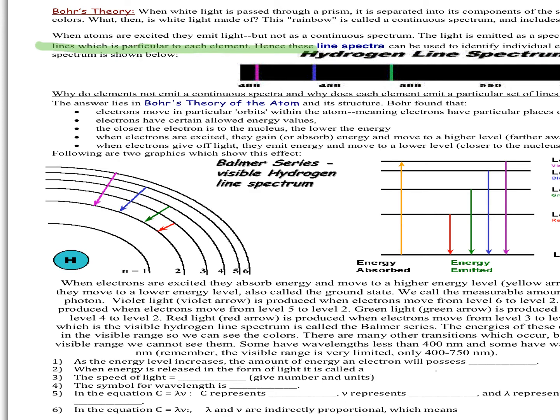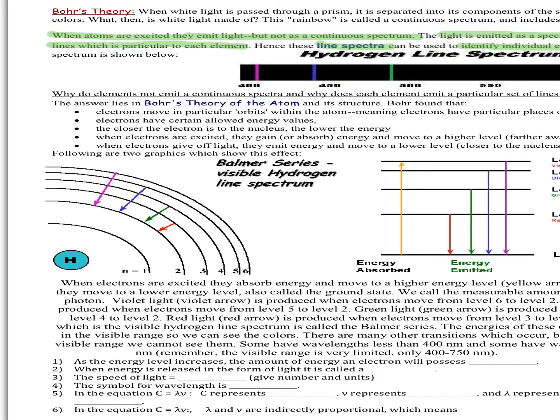The light that is emitted when they are excited is emitted in a specific pattern of visible colored lines, which is particular to each element. We call this a line spectra, and it can be used to identify individual elements. So hydrogen always emits this spectra. It will always emit a little purplish line, blue, green, and red at these wavelengths. Those are the only lights it emits.